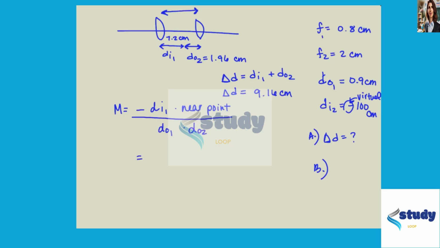So this becomes DI1, which was 7.2 centimeters. The near point of the eye is 25 centimeters on average. DO1 is 0.9 centimeters, and DO2, we said, was 1.96 centimeters. Again, this is a ratio, so all of these units are going to cancel out, and you end up with a magnification of negative 1/0.